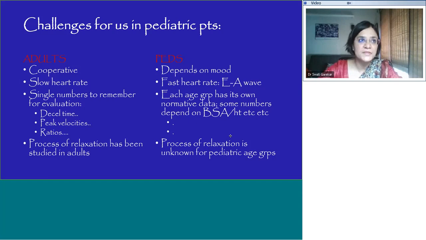And also remember that the process of relaxation has been very well studied, and it is getting better, decade by decade in adults, while in pediatrics it's still unknown to a large extent.